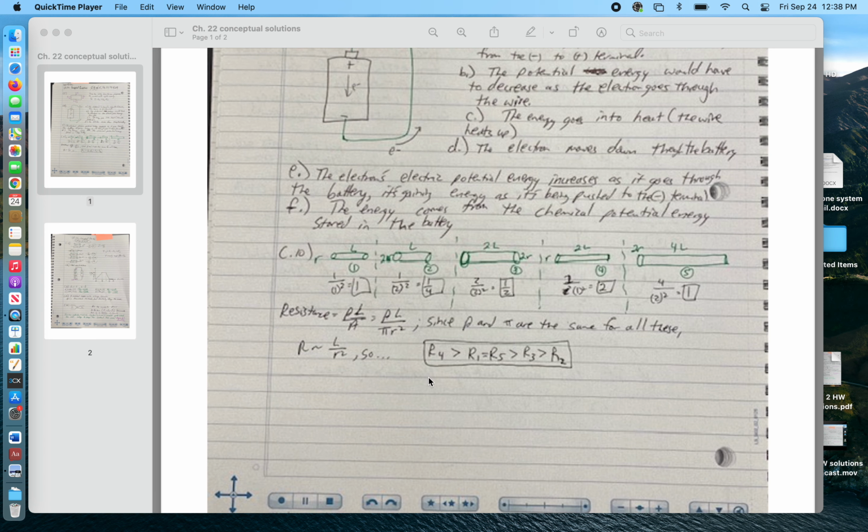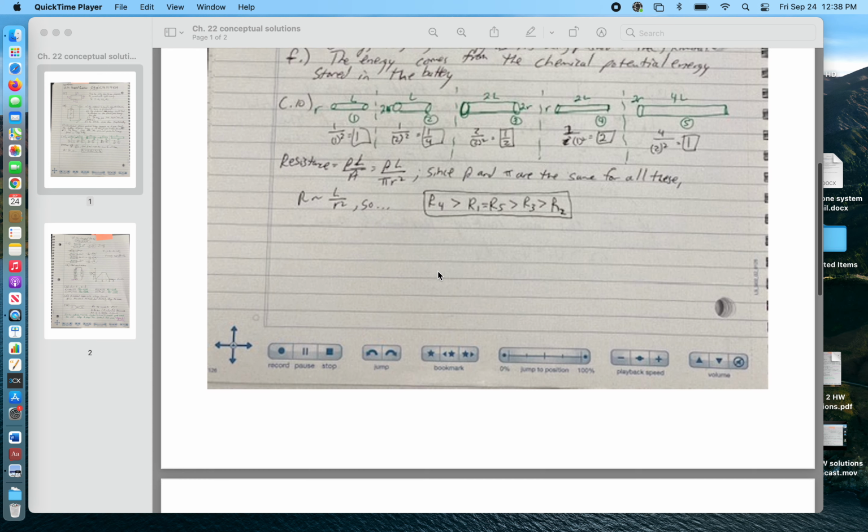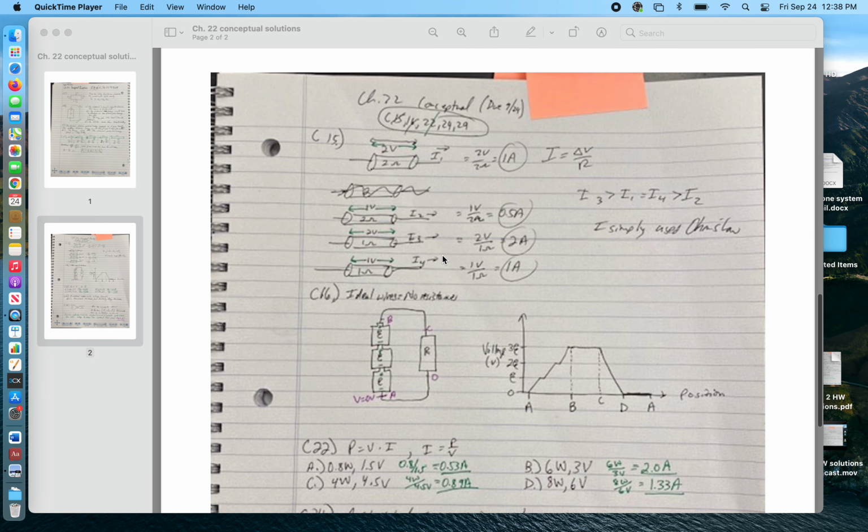So my ranking is resistance of 4 is greater than 1, which equals 5, and that's greater than R3, and that's greater than R2. So basically, long, skinny wires, most resistance; short, fat wires, least resistance. Going through here, this looks a little better.